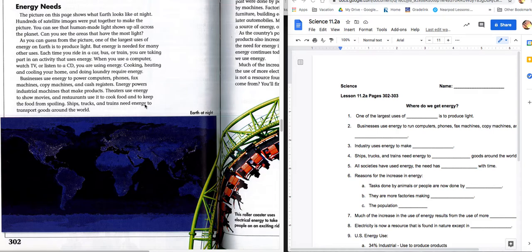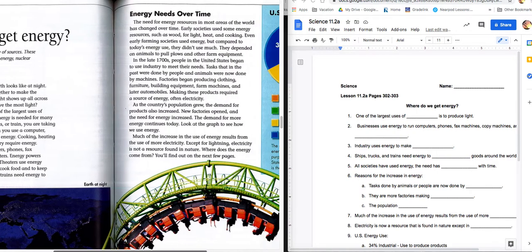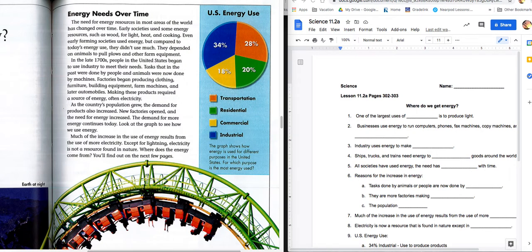Ships, trucks, and trains need energy to transport. Number 4 in your notes, goods all around the world. So what your book is trying to give you is just helping you expand up. Man, energy is used everywhere. We obviously need a lot of energy. So as we go through the next part of this lesson, you're going to be able to see, my goodness, we got to figure out some serious sources because we need a ton of energy.